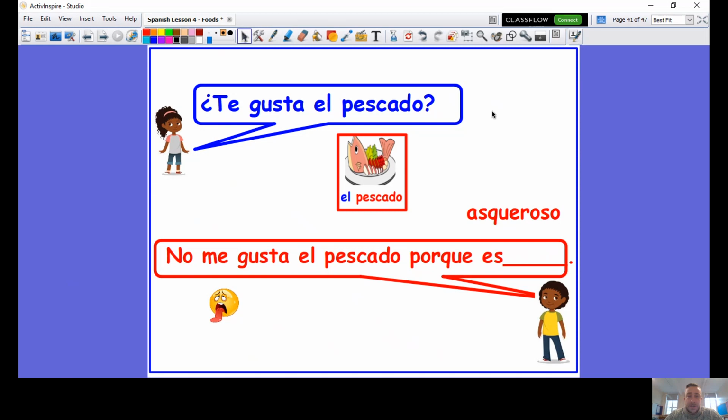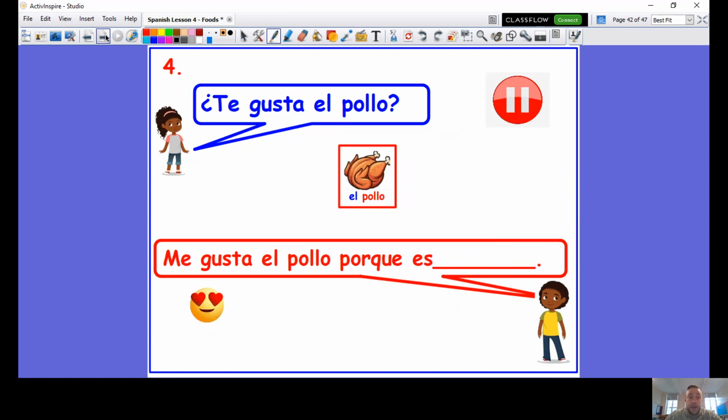Something has no taste. And fish is certainly not soso. It's not tasteless. Fish has a very strong taste. That's why a lot of people find it a little bit disgusting. Asqueroso. So I think the best word to finish this sentence is definitely asqueroso. Well done if you chose that one. Okay, let's move on to our next one.